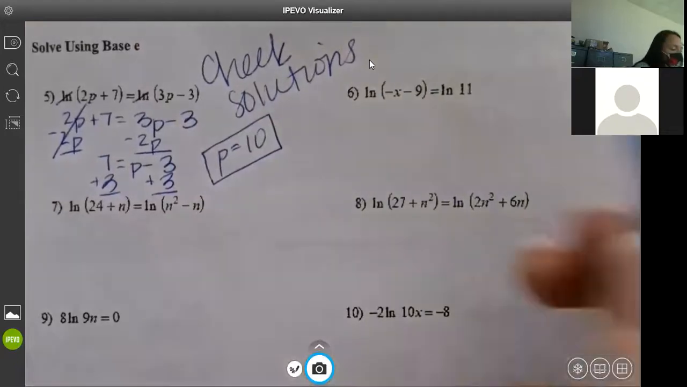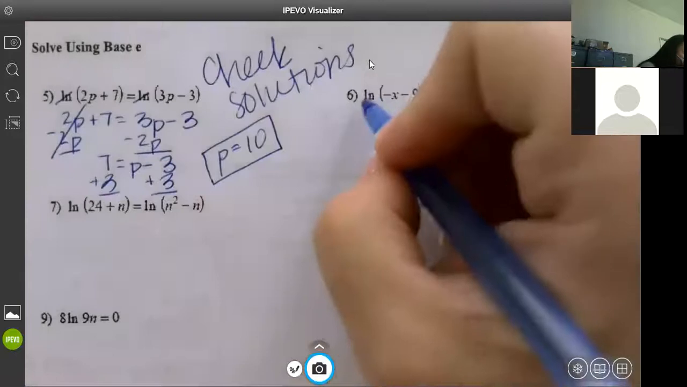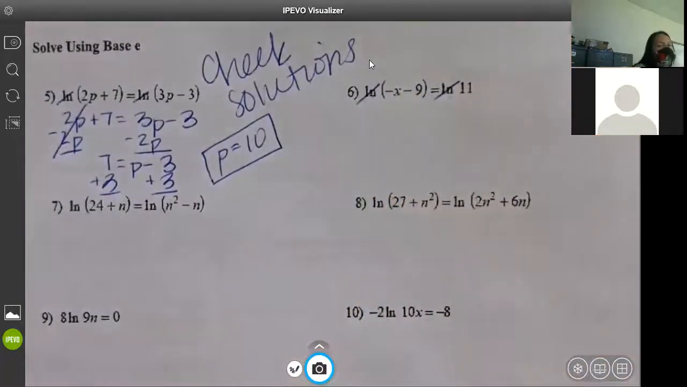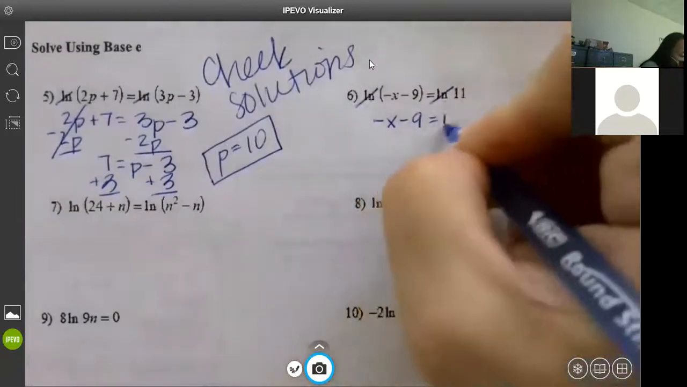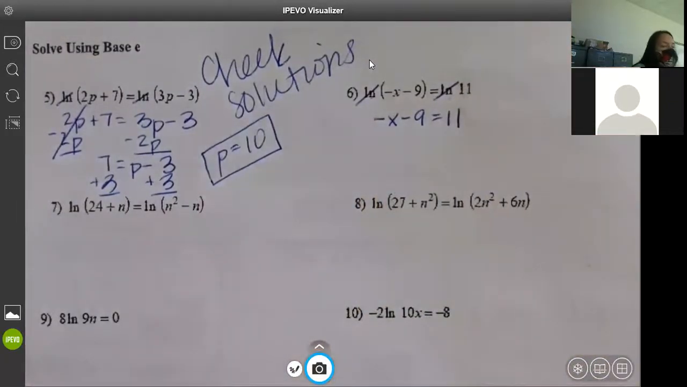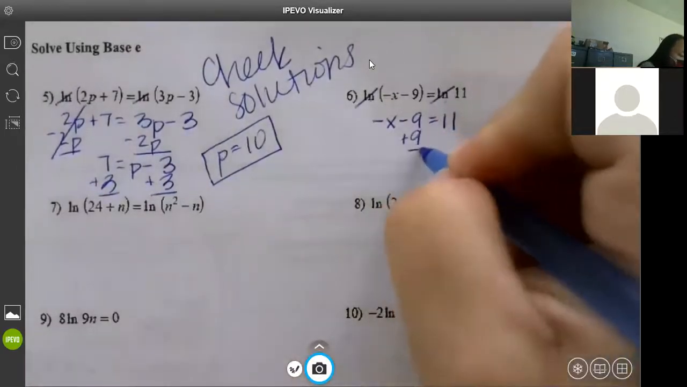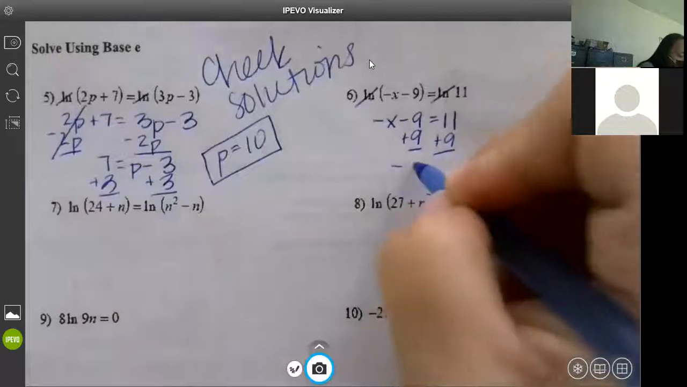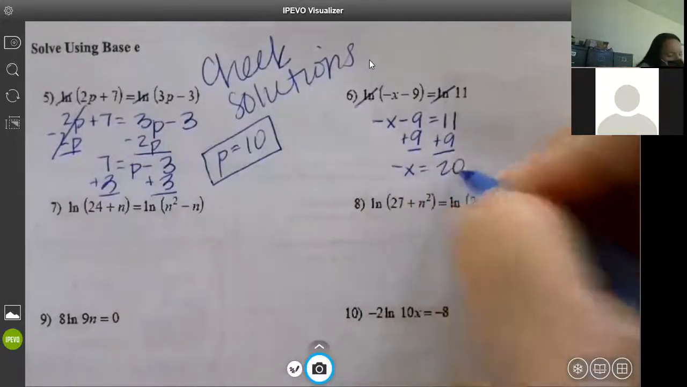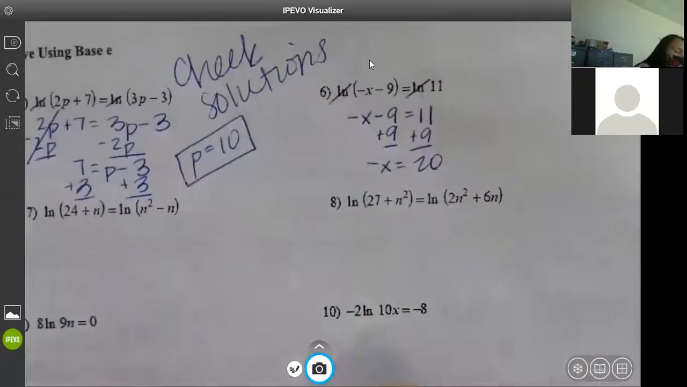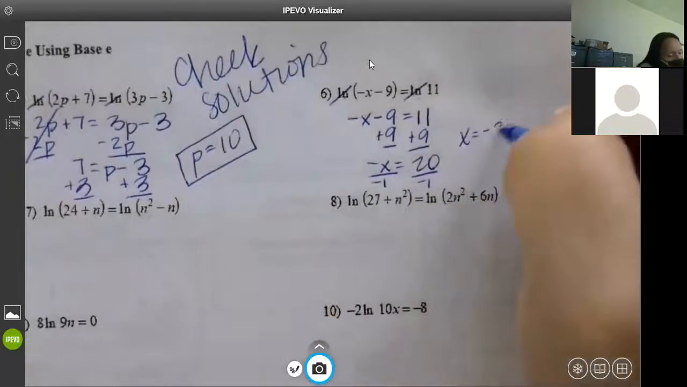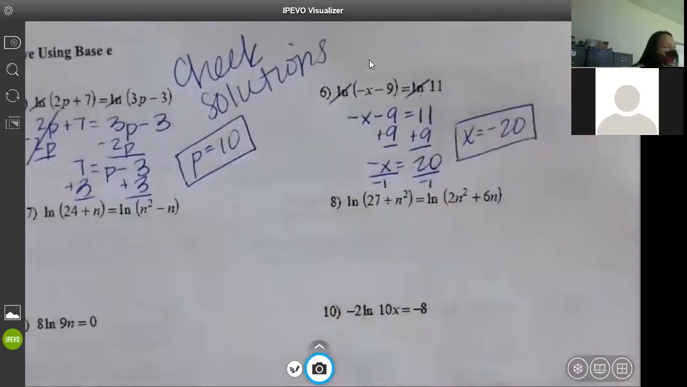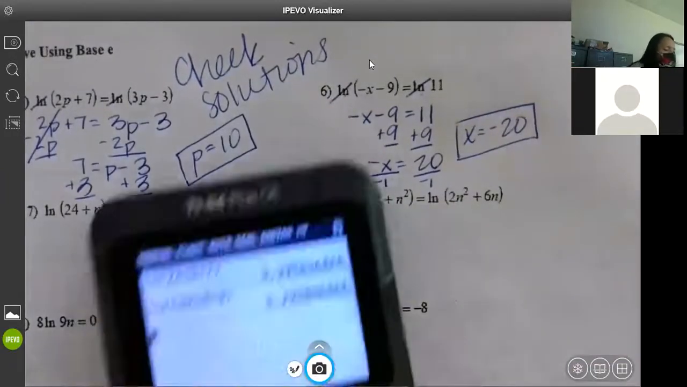So on number 6, I see ln on both sides. So I'm going to mark them out. I get negative x minus 9 equals positive 11. We're going to add 9 to both sides. I get negative x equals 20. Divide by negative 1. x equals negative 20. Make sure that it works.